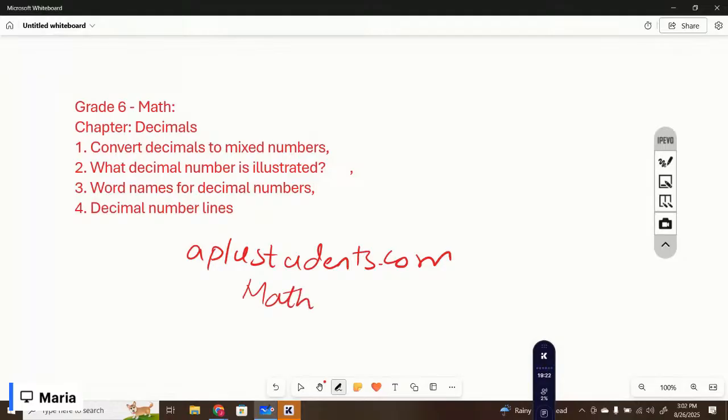We're going to start with grade 6 math. The lessons we're going to cover today are convert decimals to mixed numbers, what decimal number is illustrated, word names for decimal numbers, and decimal number lines. So please make sure you have your notebook and pencil so that you can note down the important examples and definitions as well.